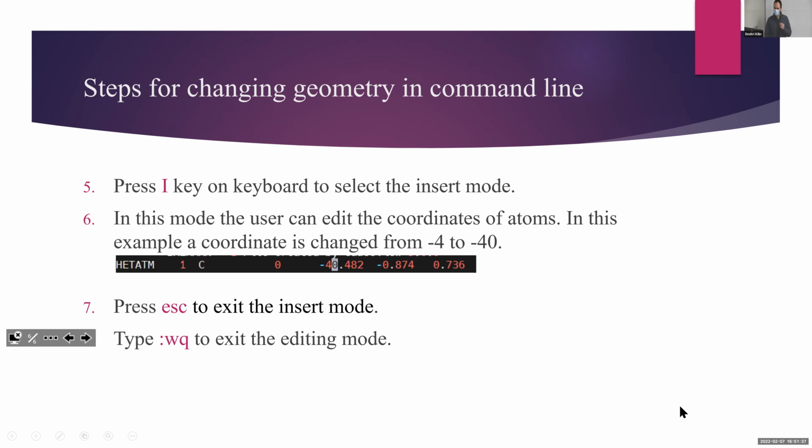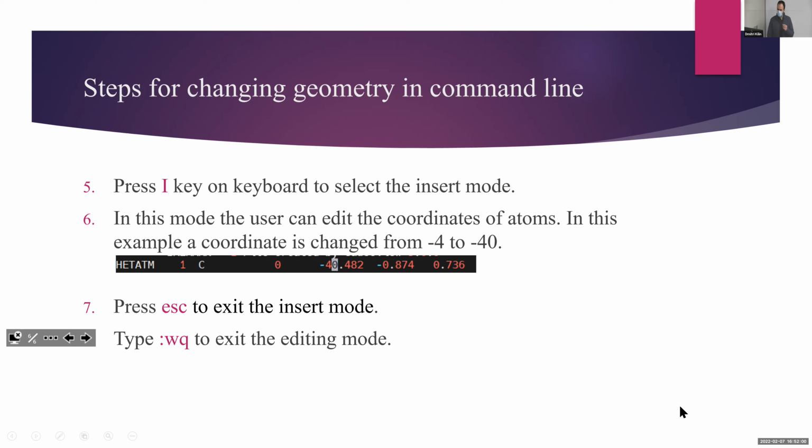You need to press i on the keyboard to select the insert mode. When you press i, you can change the coordinates of the atoms. For example, you can hover over the X, Y, Z coordinates and change them. Here, I changed the -4 to -40.